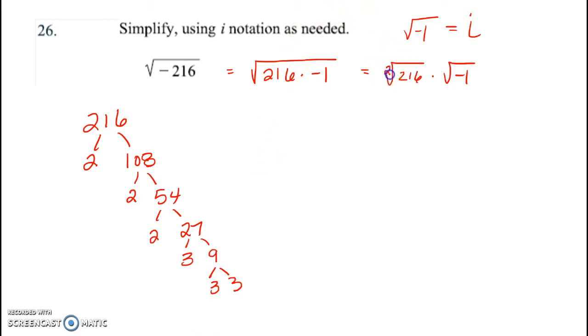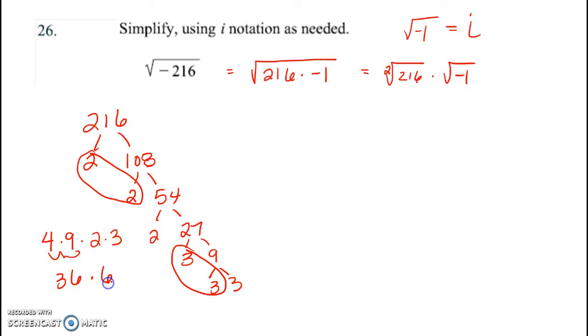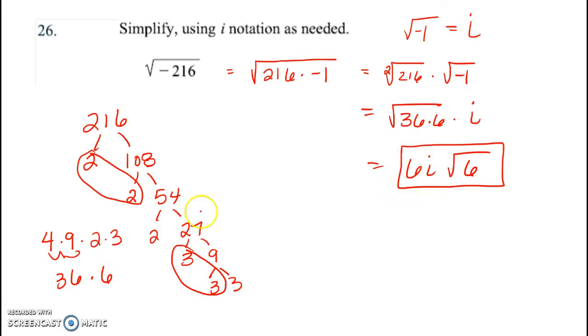Since this is a square root, I'm looking to pair numbers up. There's a pair of factors, so that's 4. And there's a pair of factors, which is 9, times the leftovers, 2 times 3. That gives you 36. That's a perfect square, times what's left over, which is 6. So this is the square root of 36 times 6 times i. The square root of 36 is 6. So it's 6i, the square root of 6. 6 has no perfect square factors, just 2 and 3, and they're both prime. So there's our answer.